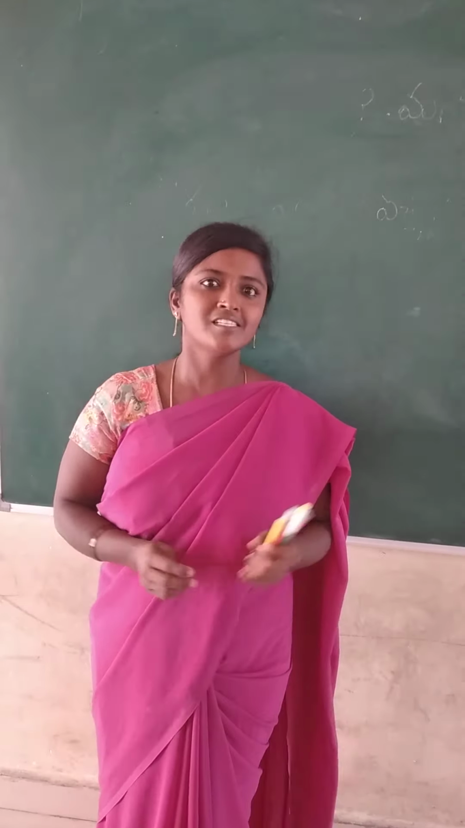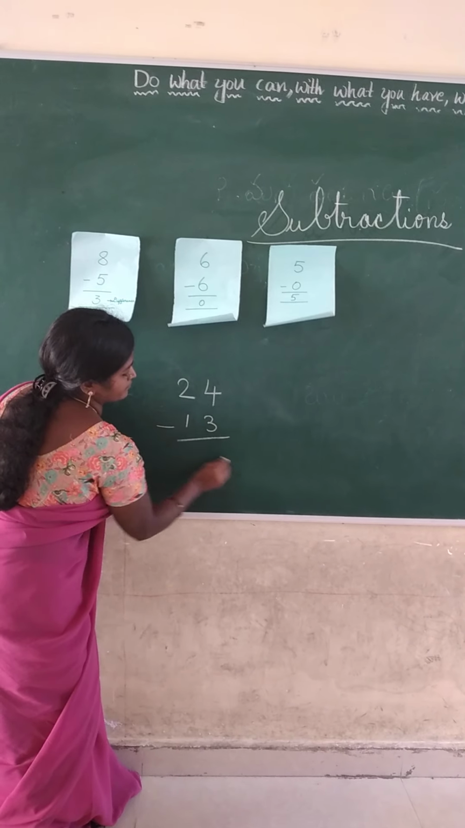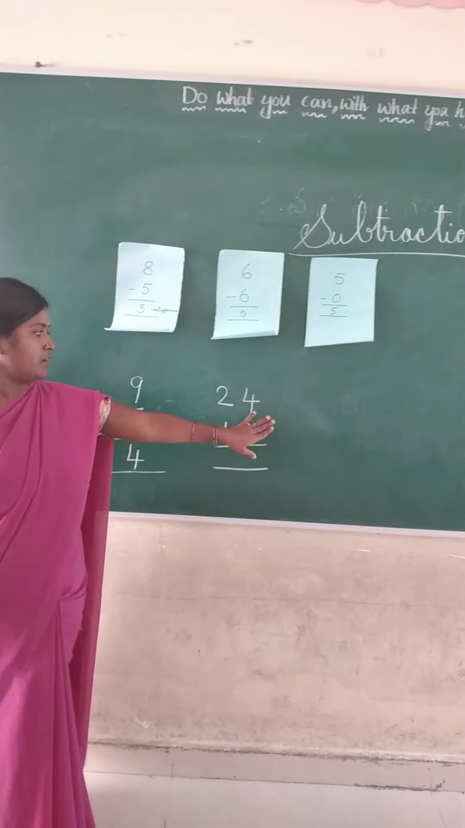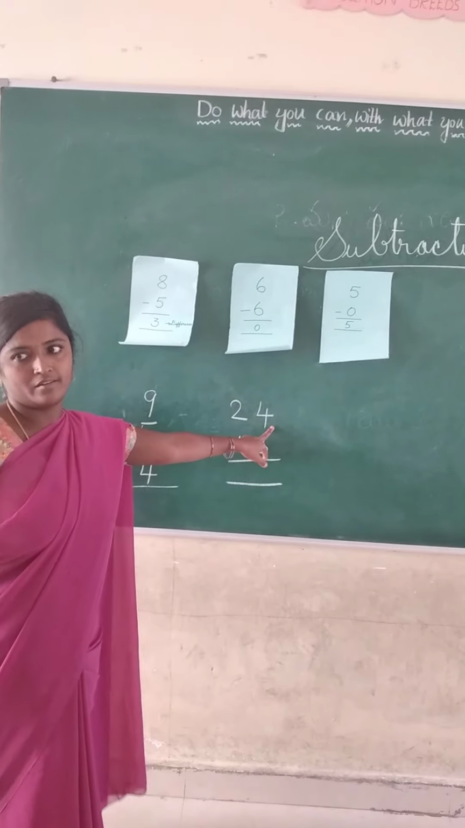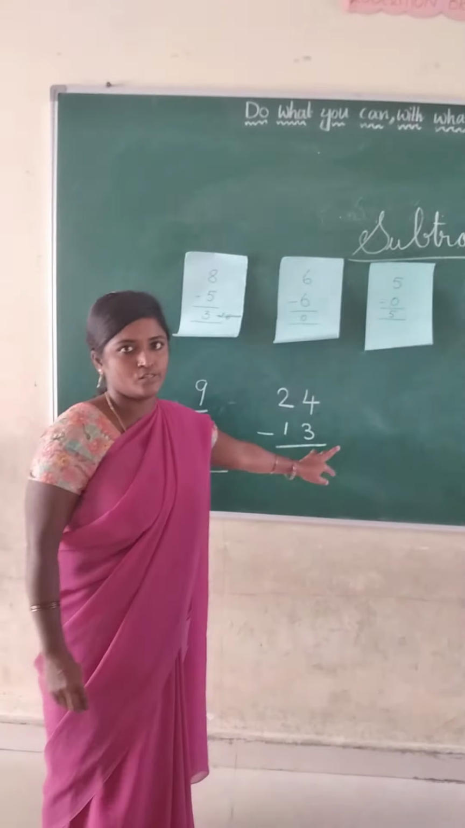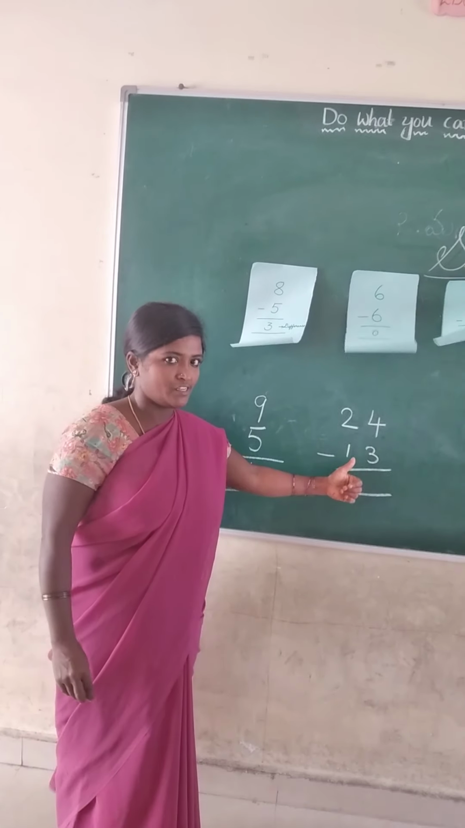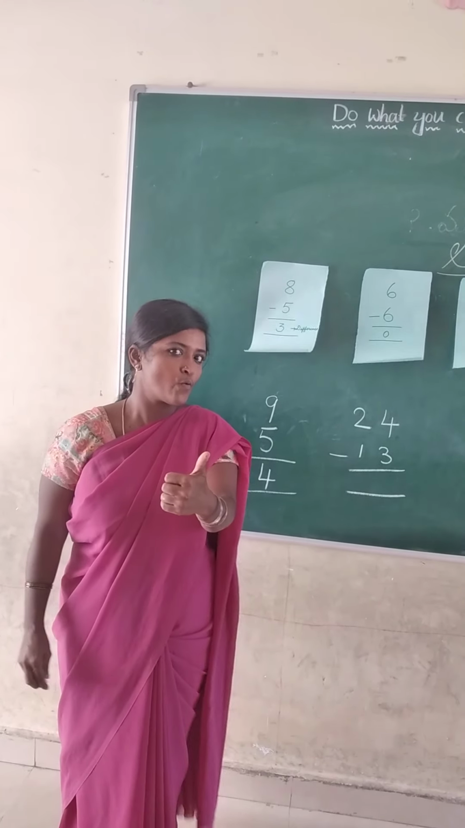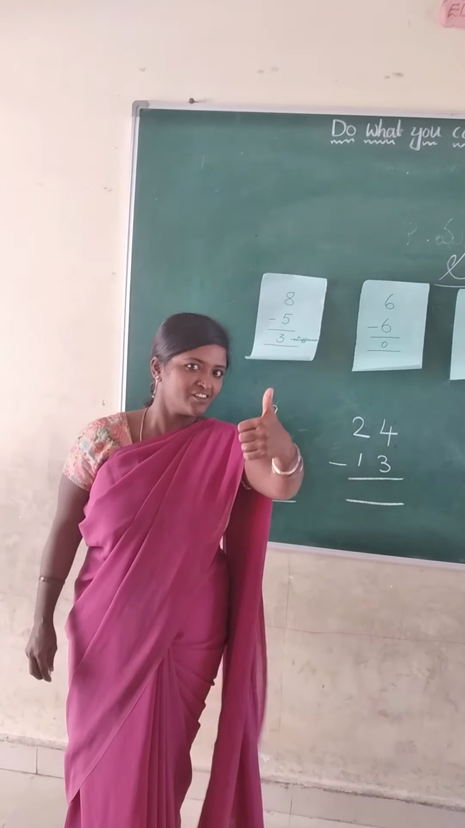Next. See, children. Here 4 minus 3. We have to subtract 3. So we have to count back from the 4. Count children, start back counting. 3. So the answer is 3. 1. The answer is 1.